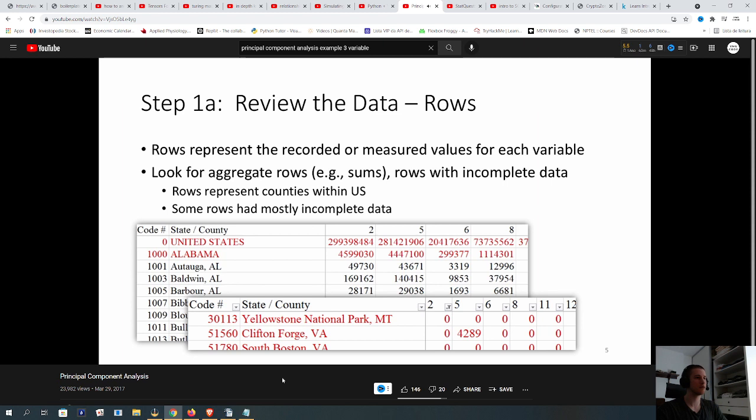without using principal components. In this particular data set, we can see that the data is mostly at a county level, but there were some aggregate rows at the state and at the country level, so we removed those. We also found some data that was incomplete. It was missing a lot of information, and so we also elected to remove those.